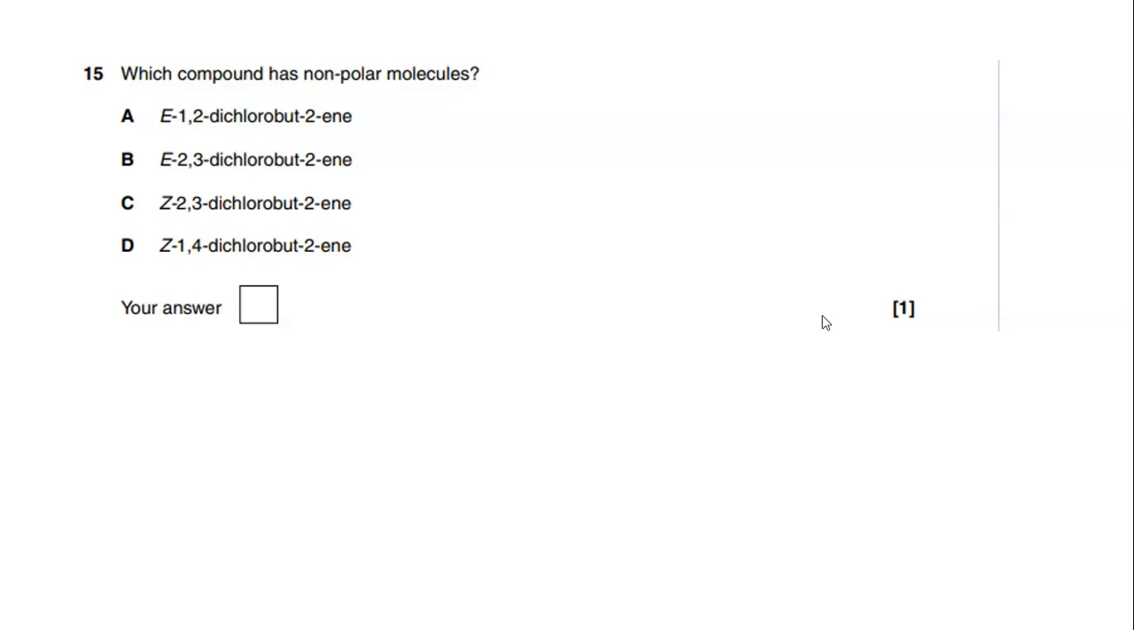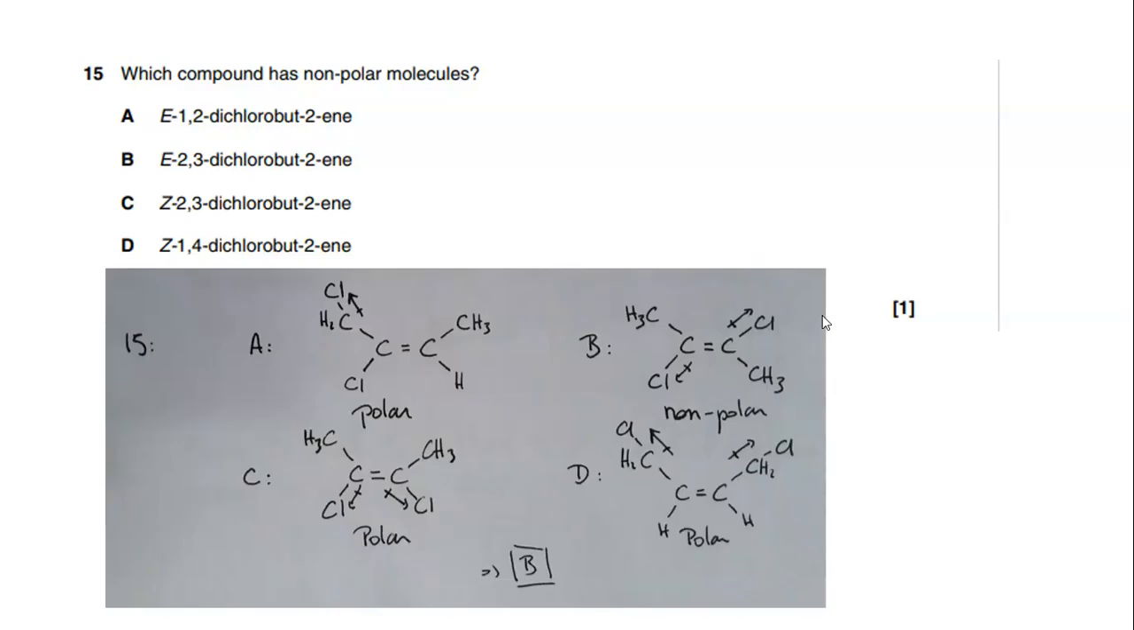Number 15. Which compound has a non-polar molecule? This one's weird. You have to draw all your compounds. And remember that chlorine is more electronegative than carbon. And pretty much if you draw all your dipoles, you see that there is only one where the dipoles cancel each other. It's B. All the other ones either have 1 dipole, or when the dipoles are added up, they don't cancel each other out. So the only non-polar one was B. This one is not obvious, but just draw the arrows and you will get the correct answer.